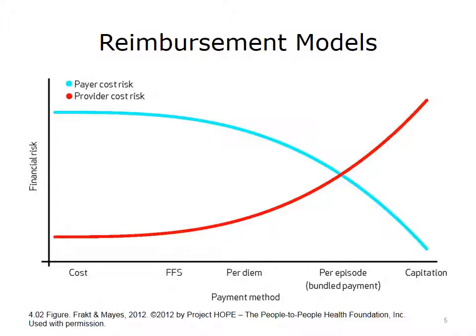This slide illustrates the alignment and misalignment of incentives inherent in the different reimbursement models. Policymakers have theorized that if they could change the reimbursement model, they could reduce the incentives to produce more volume of care and instead focus on the value. On the y-axis is the level of financial risk borne by an entity. And then on the x-axis are the different models of the reimbursement.